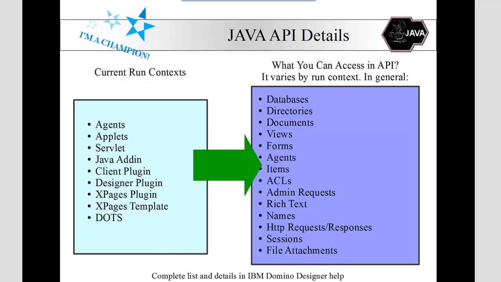So a little bit about the details of the Java API. You can run the Java API in a number of places: in agents and applets, servlets, XPages plugins, XPages templates. And of course, from that API is how you access your various databases, documents, views, etc. If you want complete details on that, you can check out the IBM Domino Designer help.